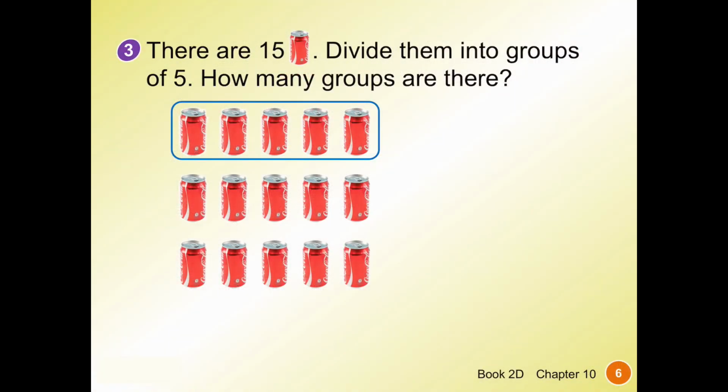And please turn to page 5 of your textbook, 2D, question number 3. There are 15 cans of Coke. Divide them into groups of 5. How many groups are there? So once again, I want you to try this on your own first. Pause the video and I'll show you the answers in 2 seconds.